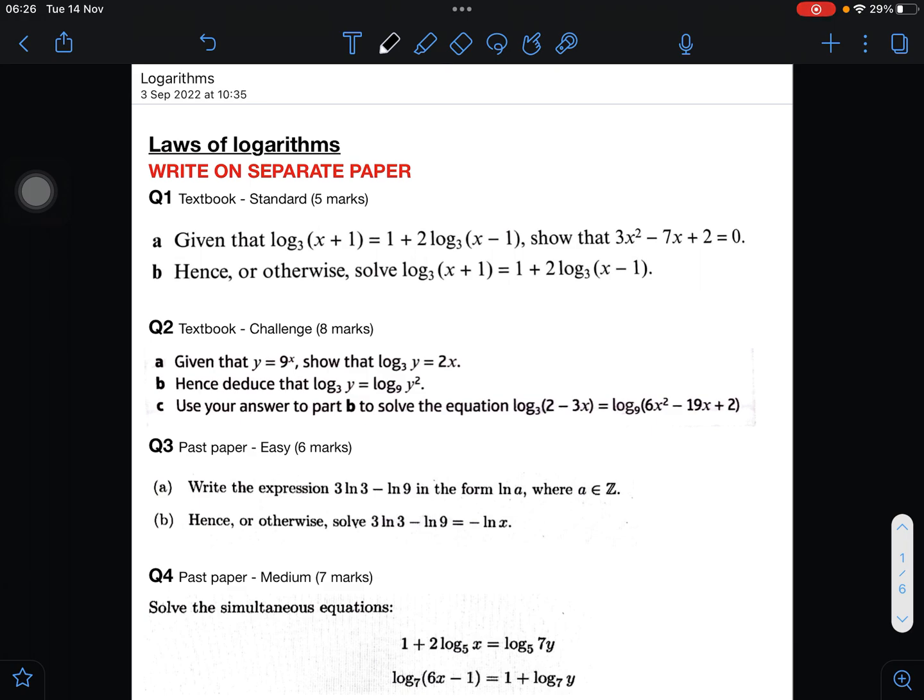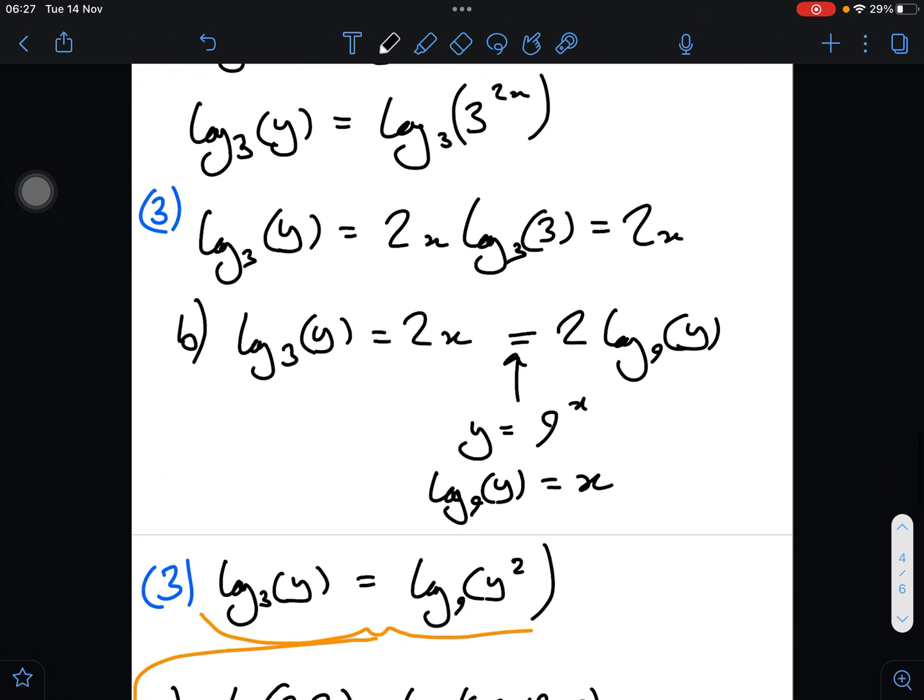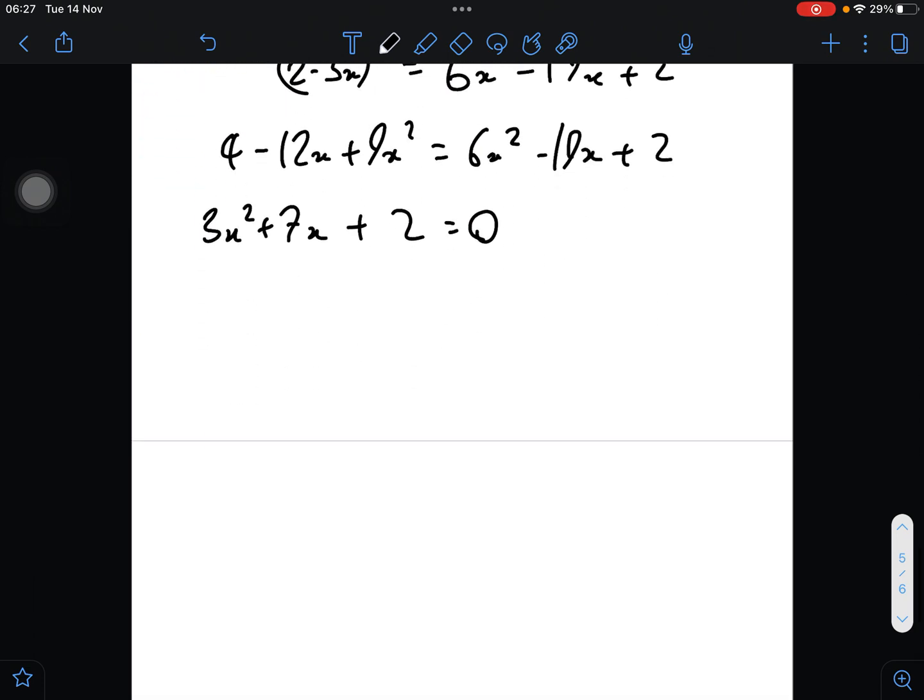Use your answer to part B to solve that part of the equation. Fine. This is probably the 6 marks of the question, or 5 marks, the majority of it. And we've already solved this before. 3x, x, 2, 1, except both of these are positive now. And so therefore x is minus 1 and minus 2.